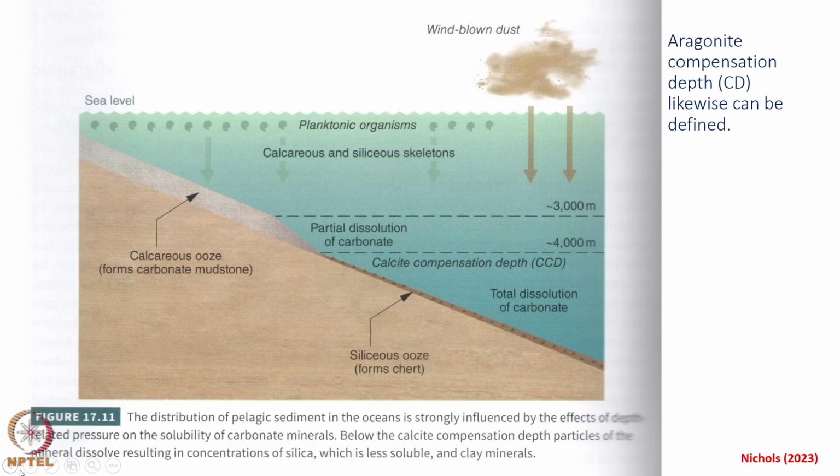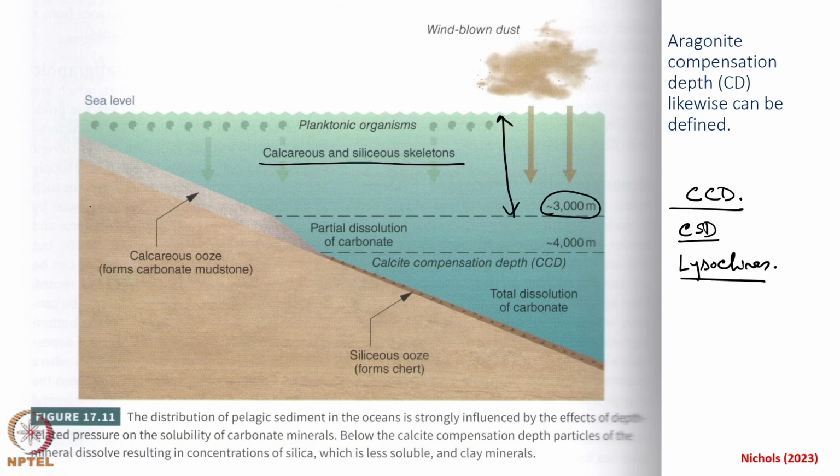While discussing the deposition of sediments in the sea, the concepts of calcite compensation depth (CCD), carbonate saturation depth (CSD), and lysocline are important. Let us try to understand. In the shallow sea, up to around 3 kilometer depth, calcareous skeletons might be found within the sediment and can be called calcareous ooze.